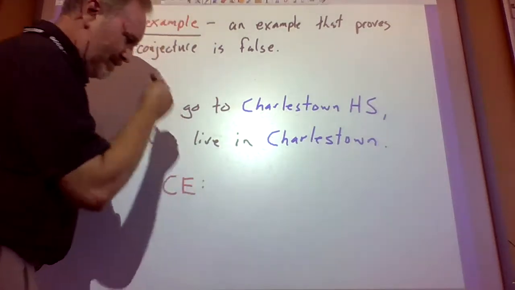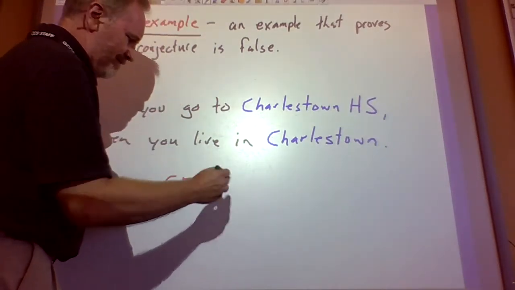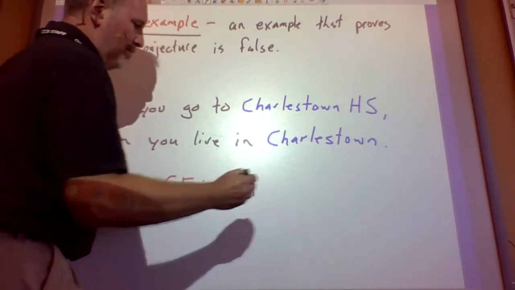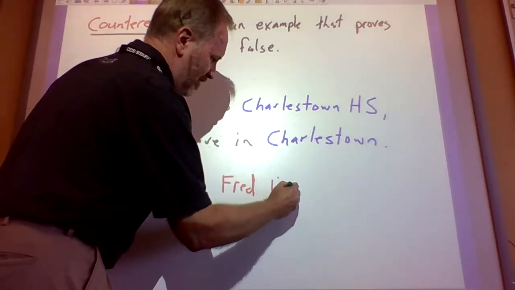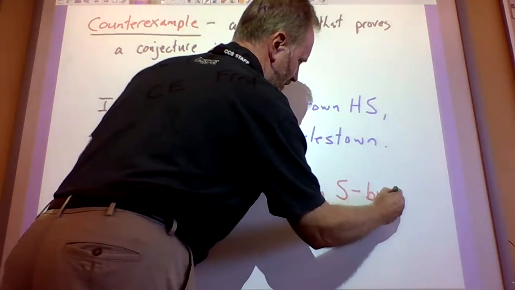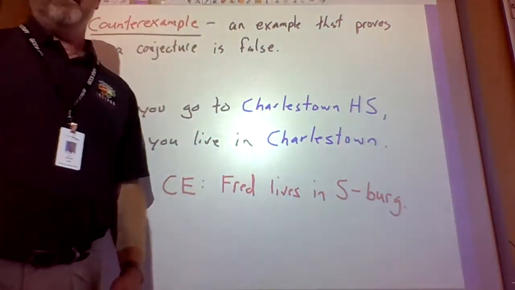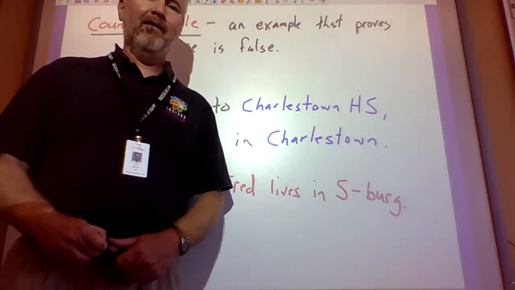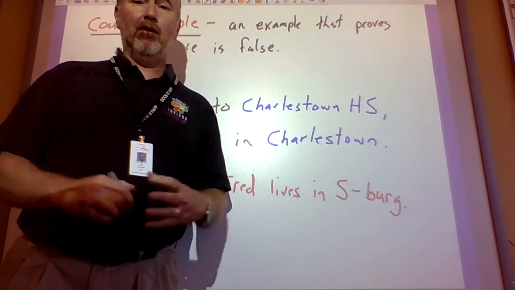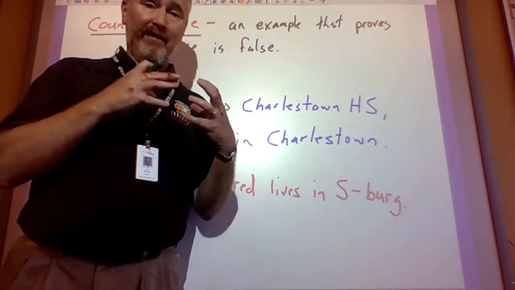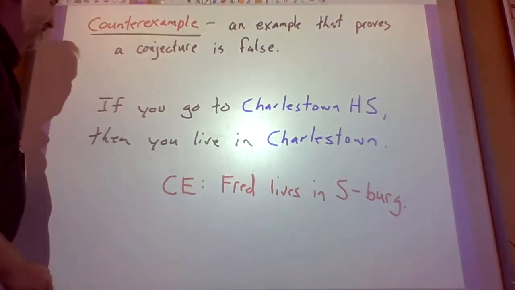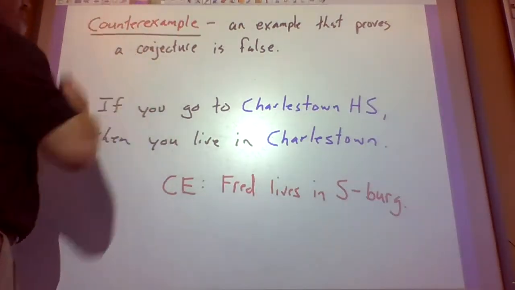Okay. So I'm just going to put a random example. We'll say Fred. Fred goes to Charlestown, but lives in, we'll say, Sellersburg. All right, Sellersburg. I'll just call it Sburg. All right. So that would be a counterexample. Now, I didn't want to use a specific person's name for this, but normally your counterexample would be something very specific, a specific person. Okay, moving on. And that takes, oh wow, we are almost done, guys.